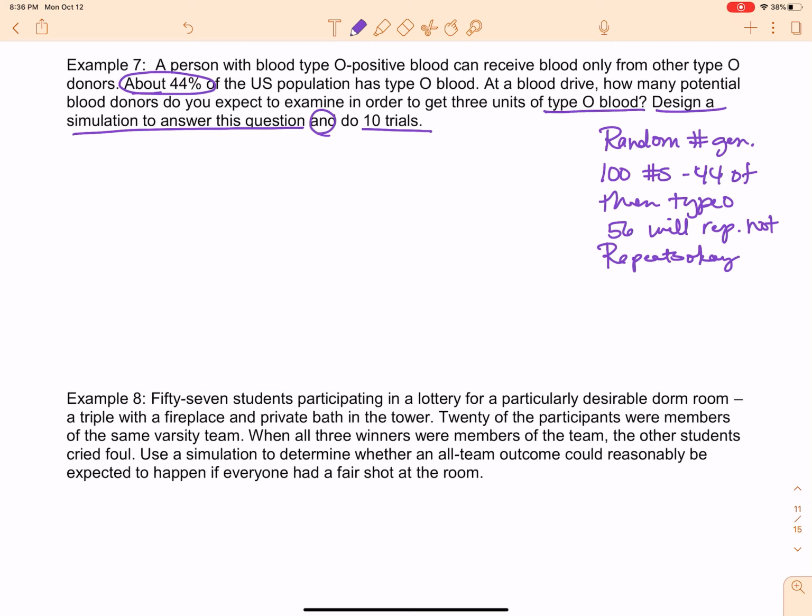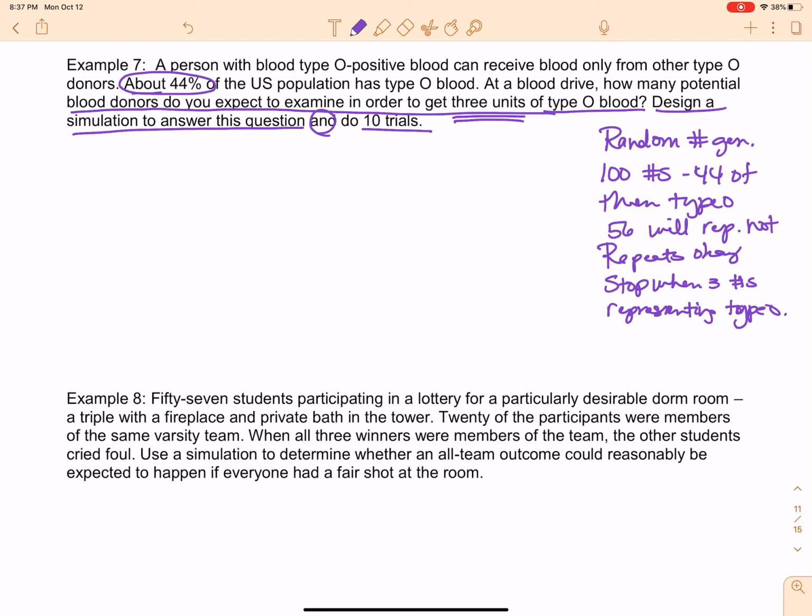The other thing we need to talk about is to indicate when the trial should stop. This one's a little different than the other example we did because notice it says how many potential blood donors do you expect to examine in order to get 3 units of type O blood. So for this one, we are going to stop when we get 3 people who have type O blood. Or actually, I need to change that. Stop when 3 numbers representing type O are chosen. Okay, so that's when we're going to stop.